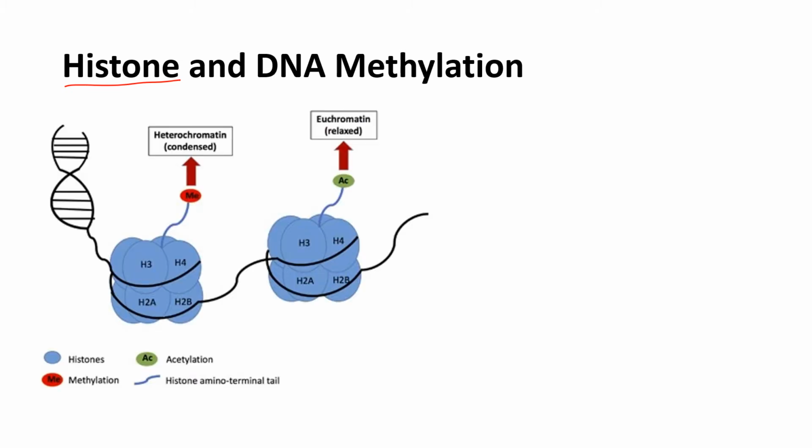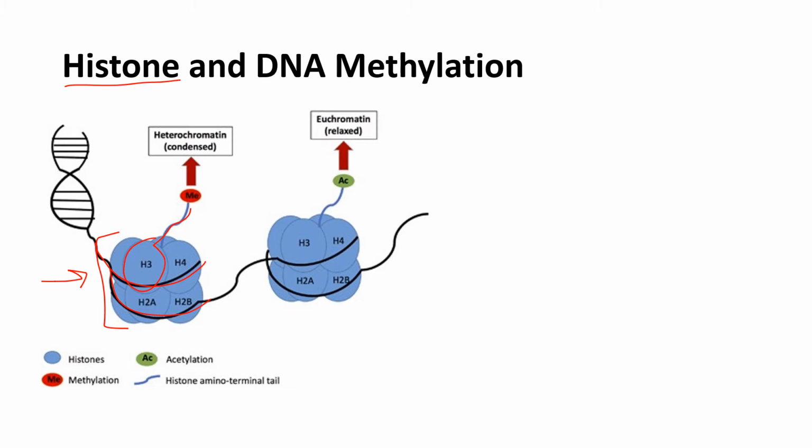The chromatin remodeling complex can also add different molecules to the histones in the chromatin to control whether it is euchromatin or heterochromatin. For this example, here's a nucleosome. The nucleosome has those blue histone proteins, and each blue histone protein has a tail on it, an extension that looks kind of like a tail. And of course, here's the DNA wrapped around the nucleosome.